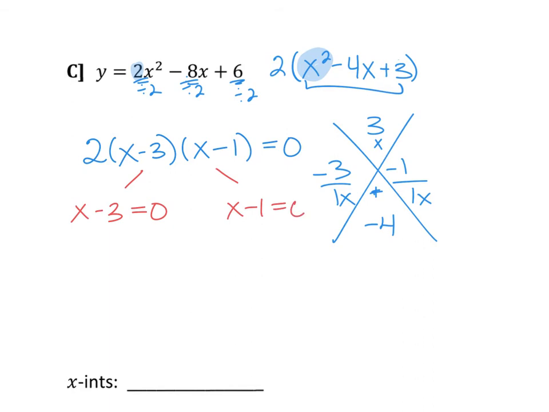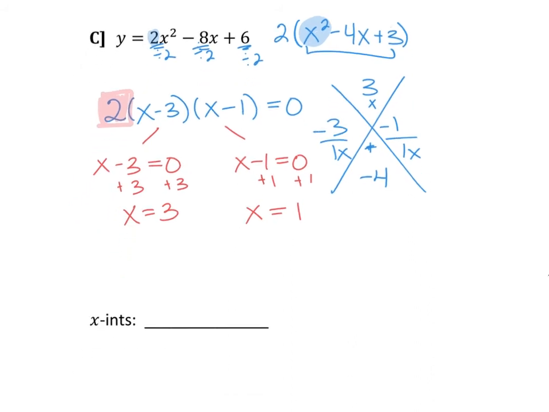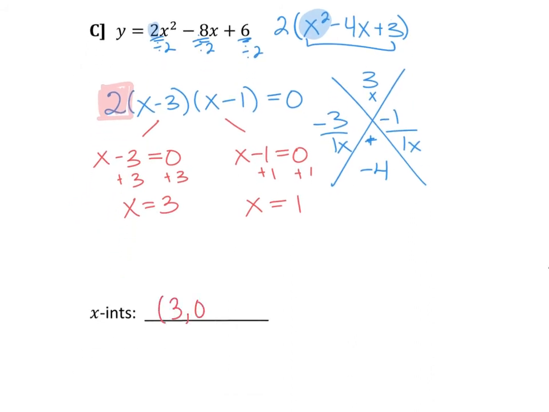And just remember that this 2 on the outside that we took for a GCF does not affect our x-intercepts. So we do not do anything with that 2 when we're finding the x-intercepts. So go ahead and use your fantastic algebra skills to solve for your 2 x-intercepts. And remember, we write those as ordered pairs. So go ahead and do that. When you're done, come back to the video.